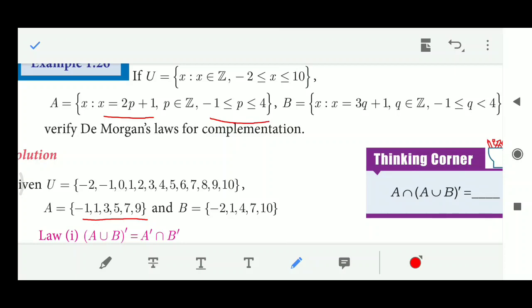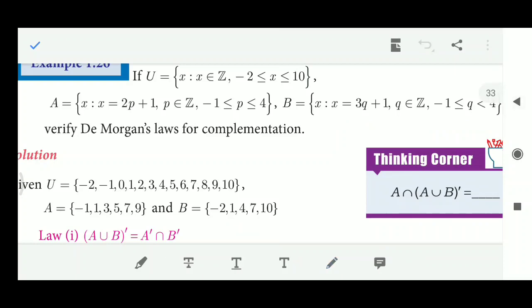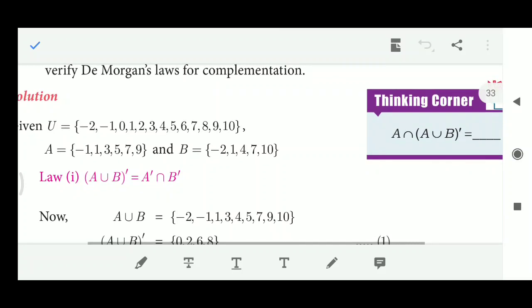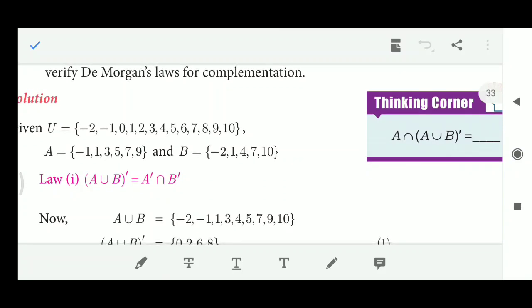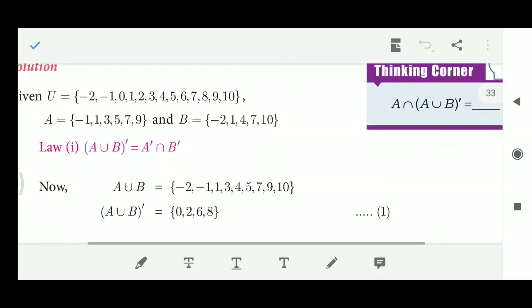Like that, for B you have to substitute the values of q as -1, 0, 1, 2, 3 in the equation 3q plus 1. You will get the value of B as {-2, 1, 4, 7 and 10}. First we are going to verify the first law of complementation, which is (A union B)' is equal to A' intersection B'.